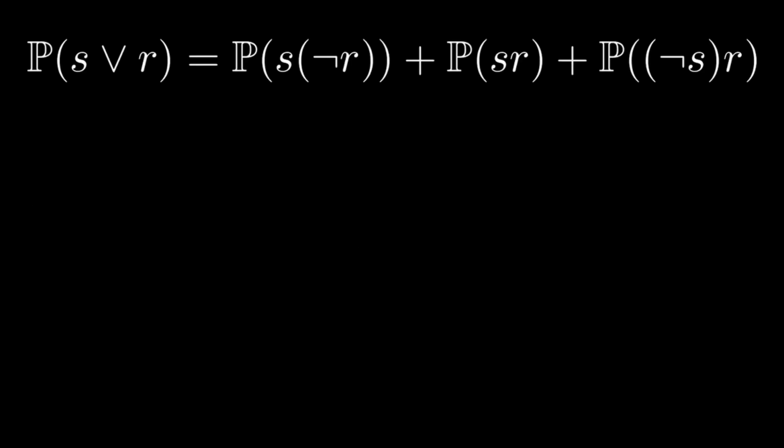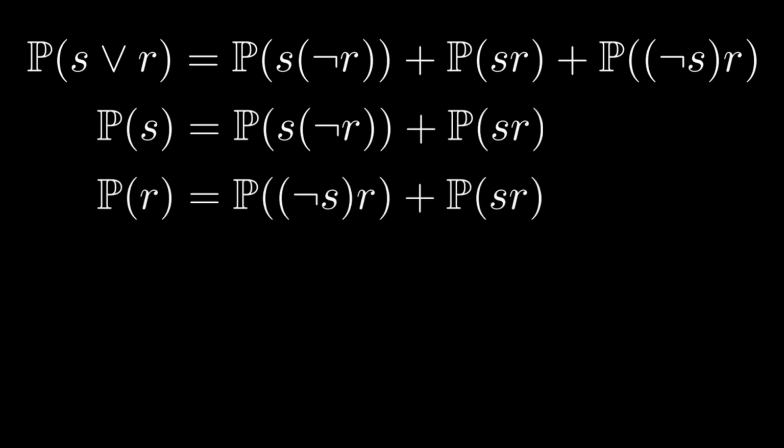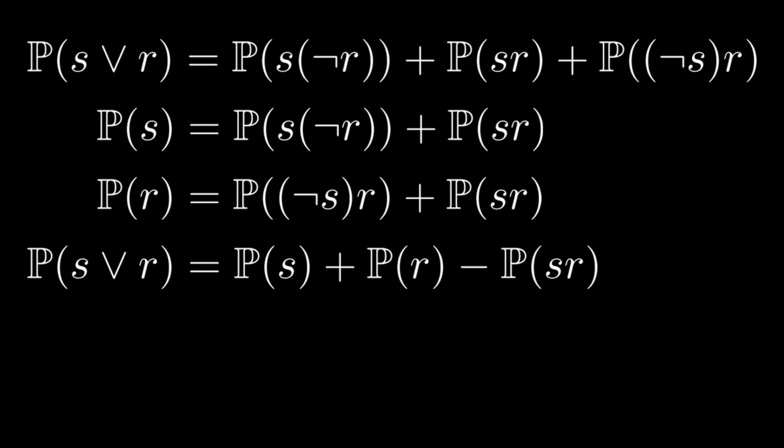Now it is possible to show inclusion-exclusion for probabilities. We use the fact that S or R can be partitioned into S and not R, SR, and not S and R. We use the fact that negation of S and R and SR partition R, and S and negation R and SR partition S to get the final result.